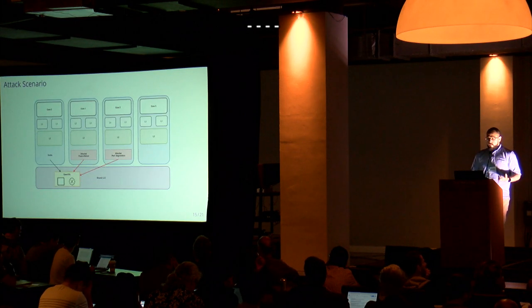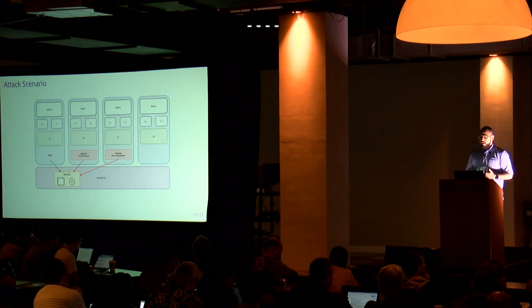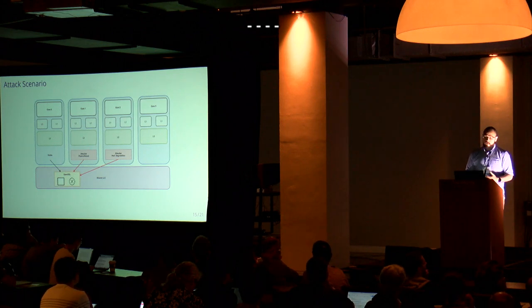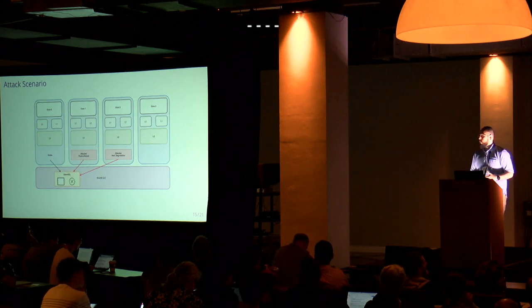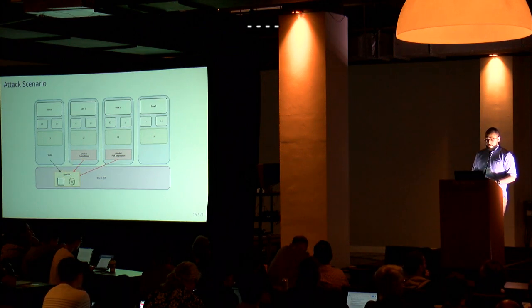Okay, so after saying that, the attack scenario is like this. We have a victim in one core, we have a flush and reload attacker in another core, and a performance degradation attacker in a third core. And they all share OpenSSL. OpenSSL is compiled as a shared library, so they all have access to the same code.